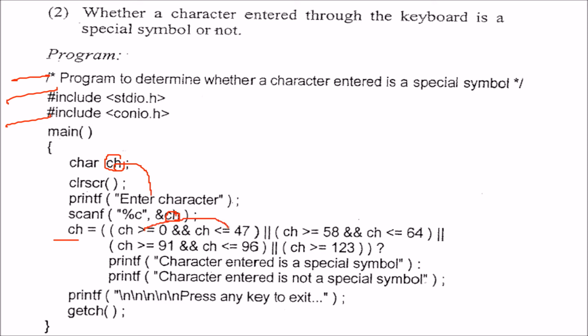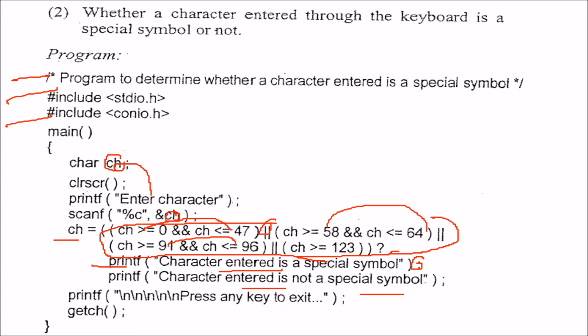If ch is between 0 and 47, or, this is or, 58 and 64, or character is between 91 and 96, or it is greater than or equal to 123, we print this. Otherwise, after the colon, we print this. If this condition is true, we say the character entered is a special symbol. Otherwise, we say the character entered is not a special symbol.